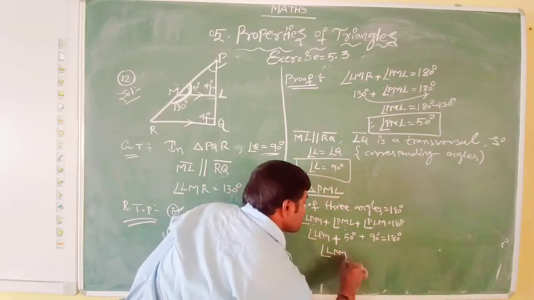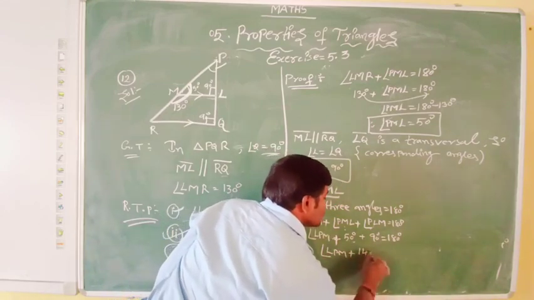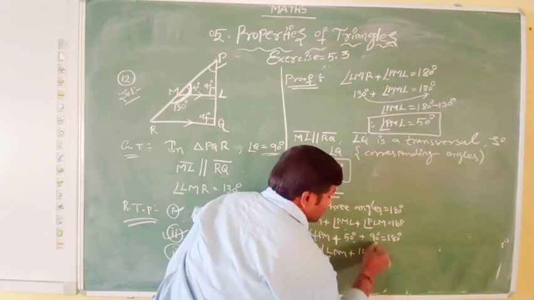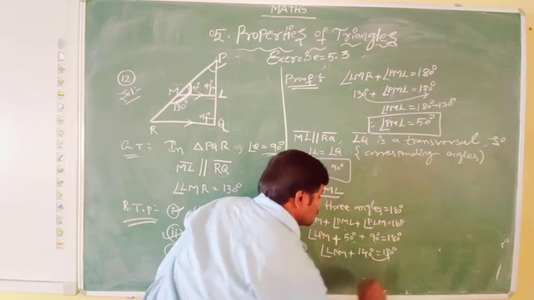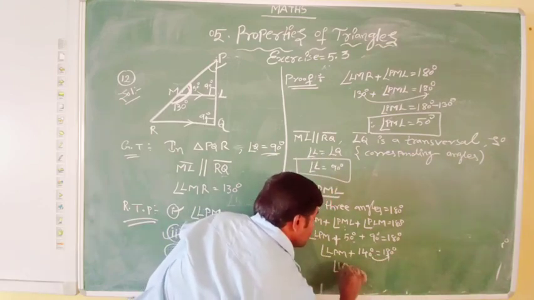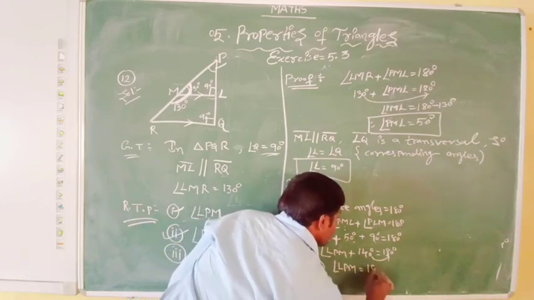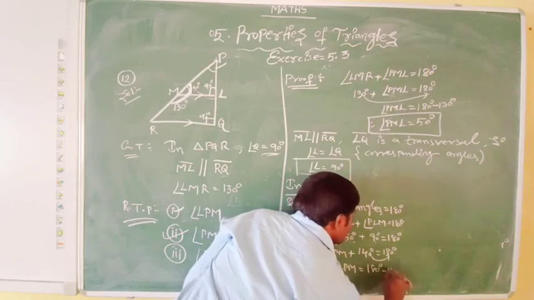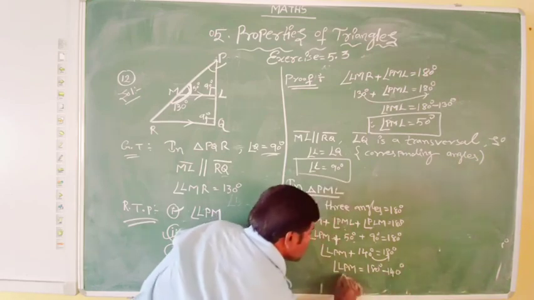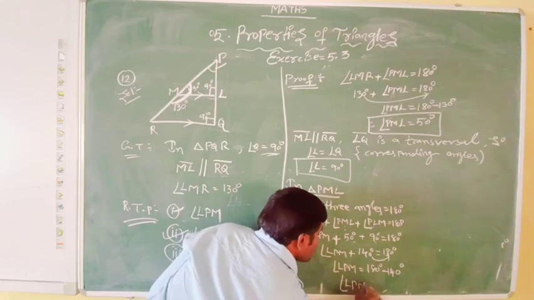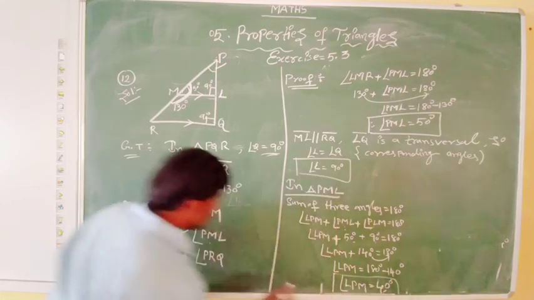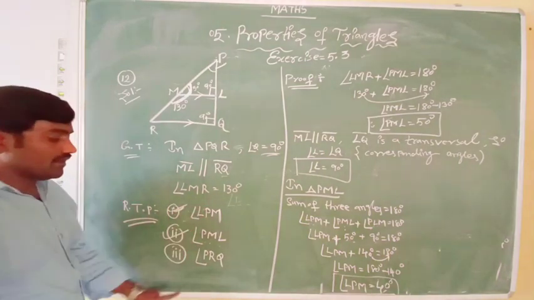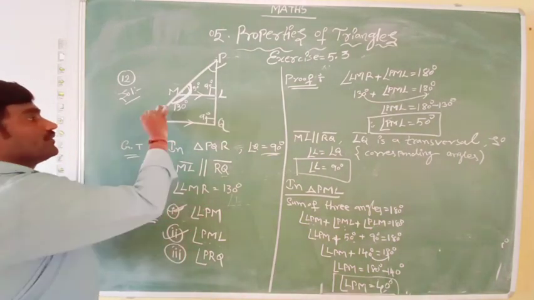Angle LPM plus the sum, 90 plus 50 is 140, equal to 180 degrees. This 140 degrees we transfer to this side. Angle LPM is equal to 180 degrees minus 140 degrees. Then angle LPM equals 40 degrees. Then the first one is also proved. The last one, angle R, we need to find out.